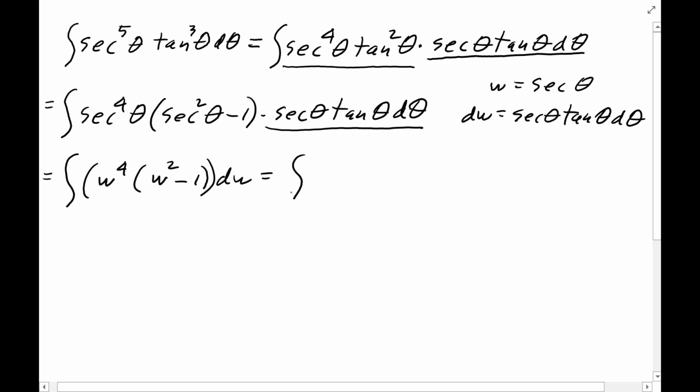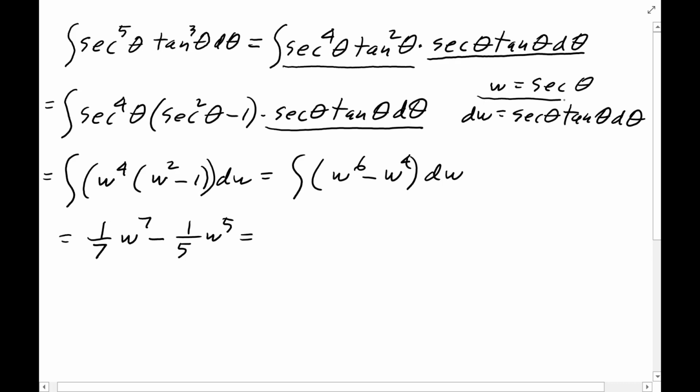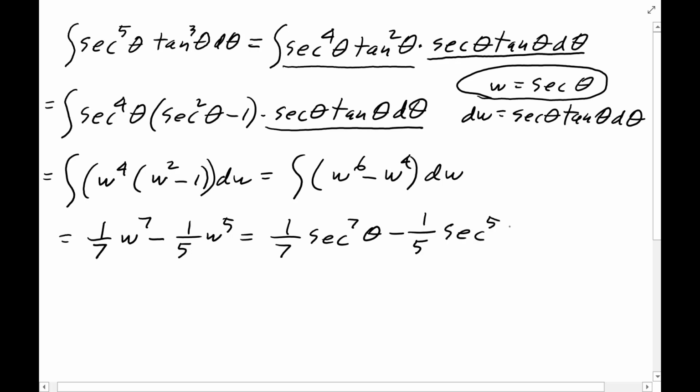Then we distribute this w to the fourth, and we get w to the sixth minus w to the fourth, and integrate, and get 1/7 w to the 7th minus 1/5 w to the 5th, and then we replace our w's with secant theta. So we get 1/7 secant to the 7th minus 1/5 secant to the 5th. And we're done.